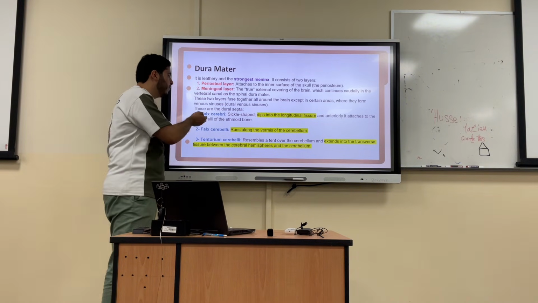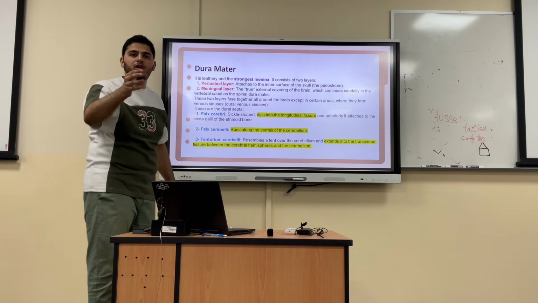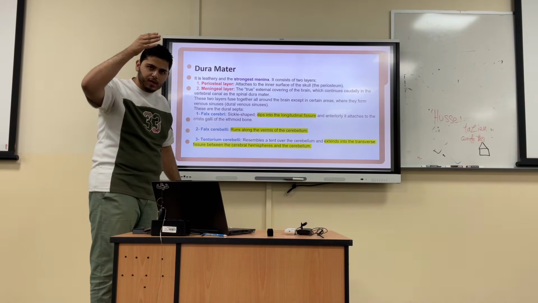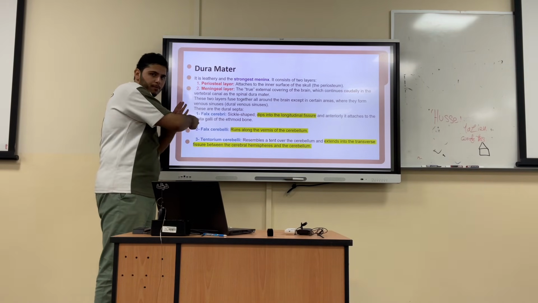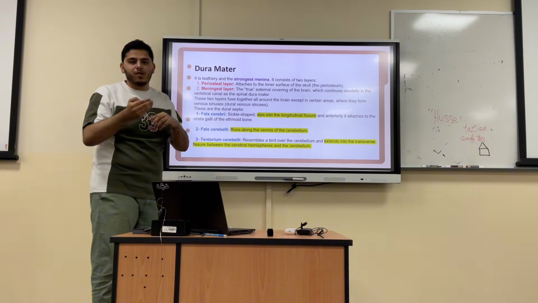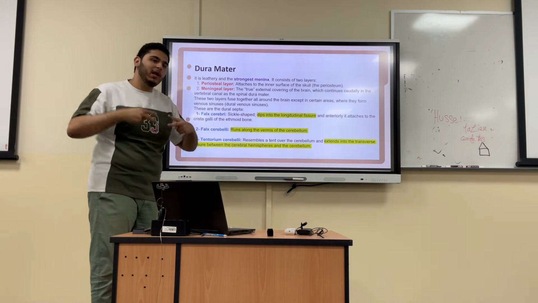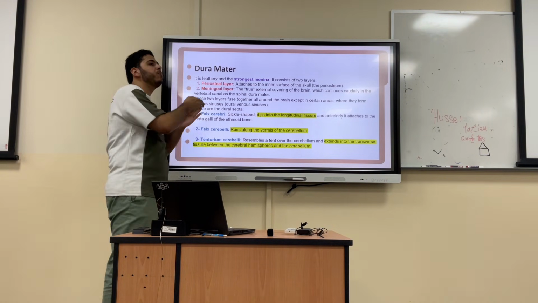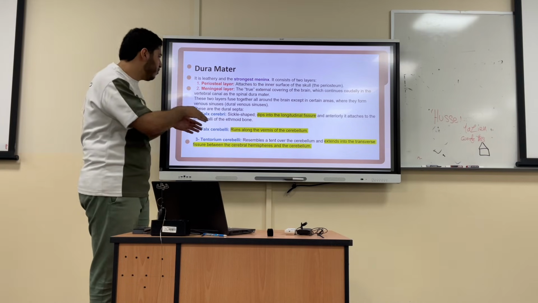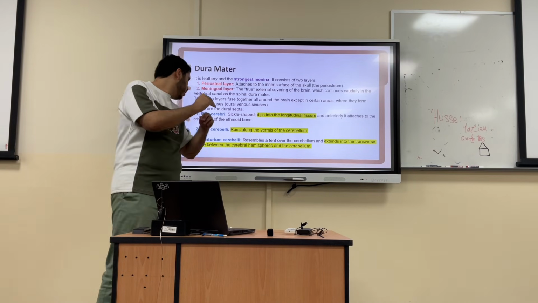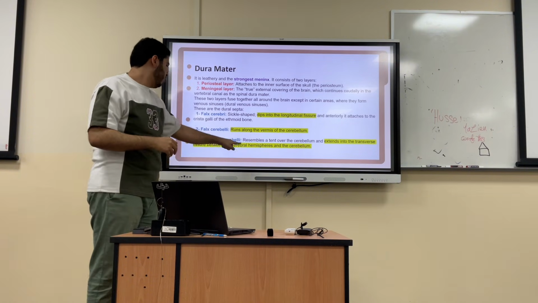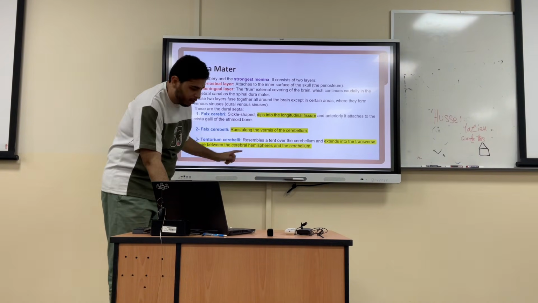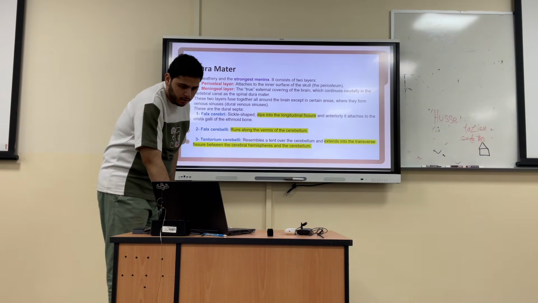The falx cerebri corresponds to the longitudinal fissure that separates the two hemispheres. The falx cerebelli, as its name says, runs along the vermis, which connects the two cerebellar hemispheres. The tentorium cerebelli corresponds to the transverse fissure that divides the cerebrum from the cerebellum, between the cerebral hemispheres and the cerebellum. Memorize it. You should memorize this. Let's go.